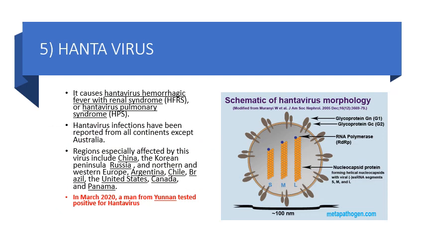Fifth, hantavirus. It causes hantavirus hemorrhagic fever with renal syndrome or hantavirus pulmonary syndrome. Hantavirus infections have been reported from all continents except Australia. Regions especially affected by this virus include China, the Korean Peninsula, Russia, Northern and Western Europe, Argentina, Chile, Brazil, the United States, Canada, and Panama. In March 2020, a man from Yunnan tested positive for hantavirus.